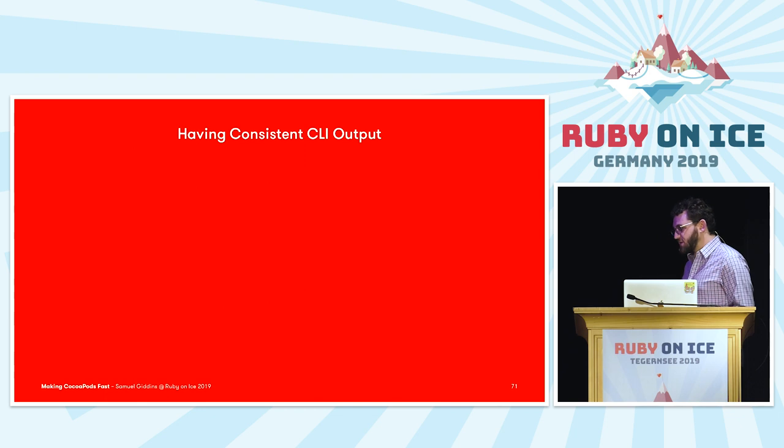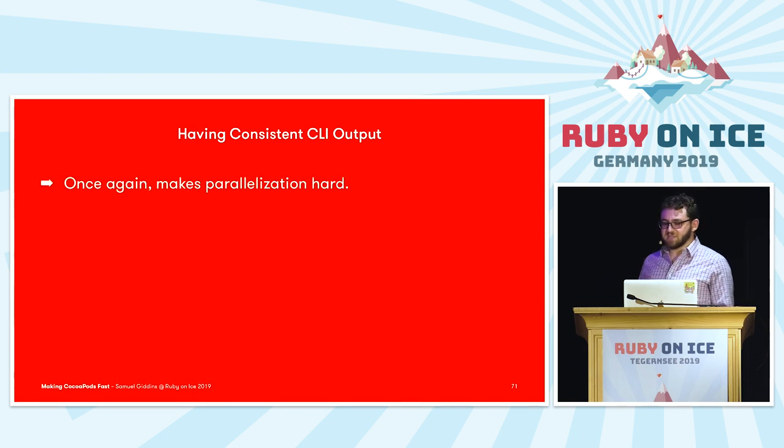So one of the things CocoaPods has always strived for is to be as user-friendly as possible. And that means printing out really helpful and consistent command line interface output. But once again, this makes parallelization really hard. CocoaPods still doesn't even download artifacts in parallel.